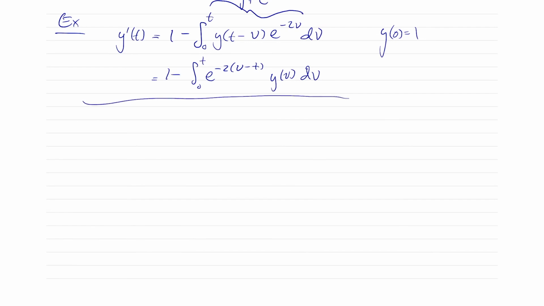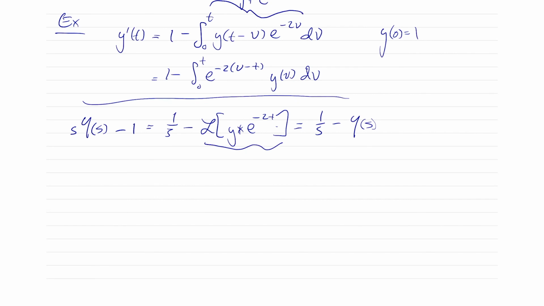Now if I take the Laplace transform on both sides, what do I get? I get s times y of s, like we usually would, minus y of 0, is equal to 1 over s, being the Laplace transform of 1, minus the Laplace transform of y convolved with e to the minus 2t. But this is just the product of the Laplace transforms, so we get y of s times 1 over s plus 2.